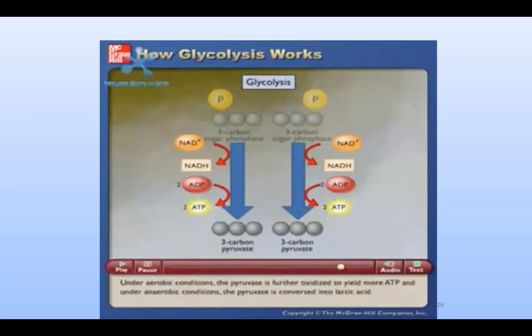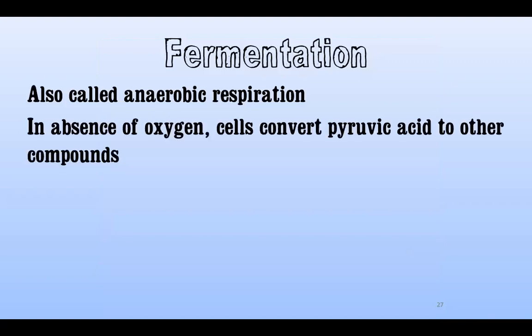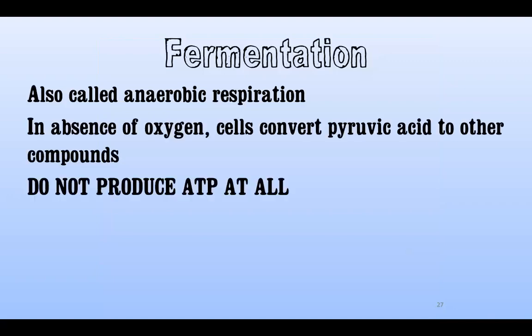Under aerobic conditions, the pyruvate is further oxidized to yield more ATP, and under anaerobic conditions, the pyruvate is converted into lactic acid. Okay. So the next step without oxygen is called anaerobic respiration or fermentation. Now there's going to be two different types of fermentation. There's going to be different kinds of organisms that are going to use these different pathways.